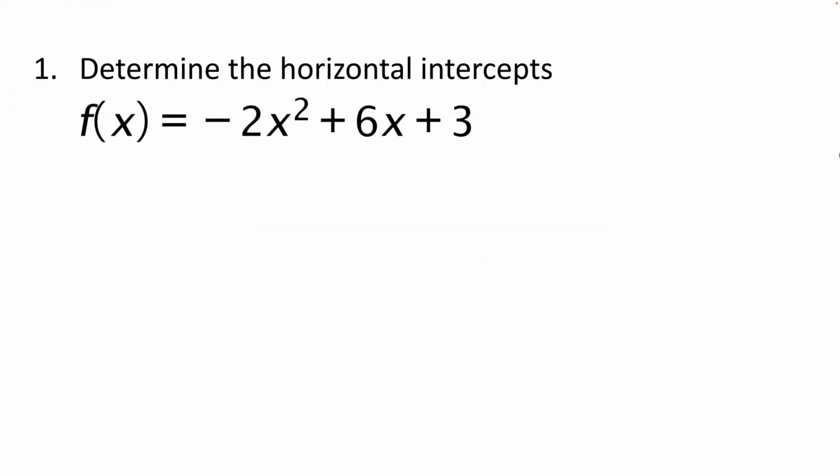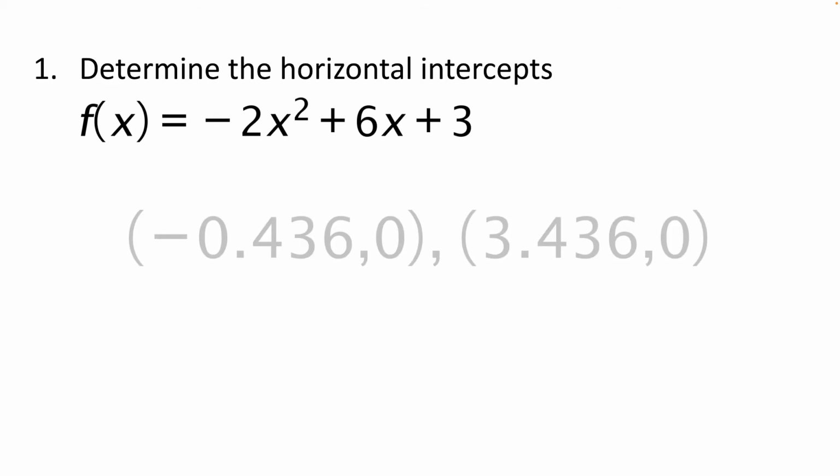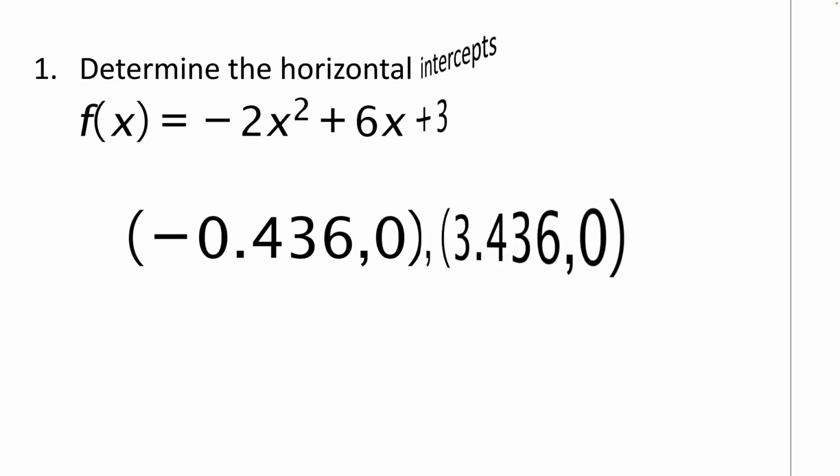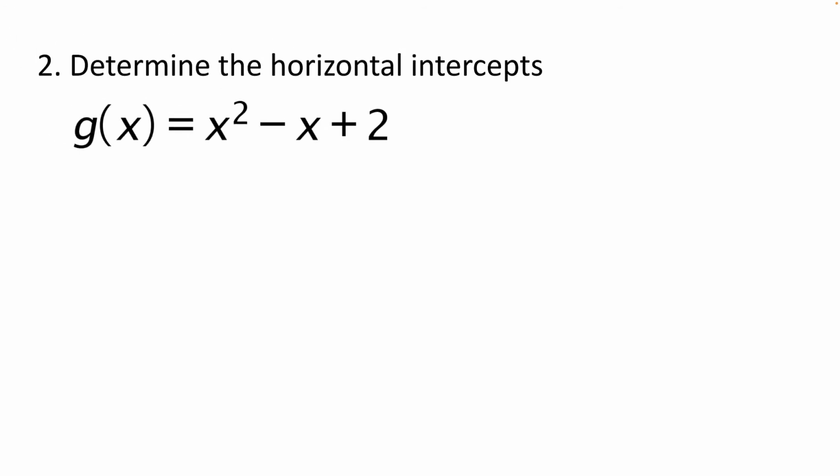So we found that this function has 2 horizontal intercepts, the point negative 0.436, 0 and the point 3.436, 0. Let's take a look at our second example.